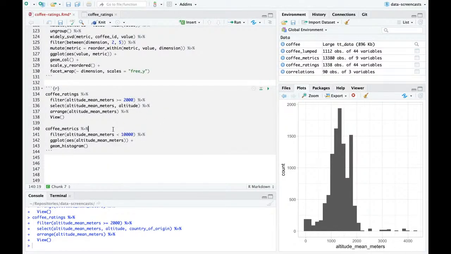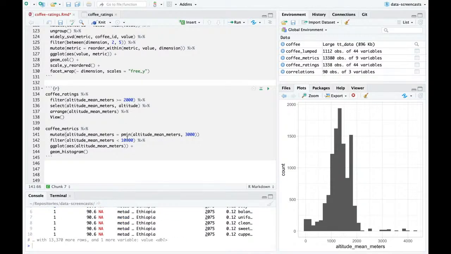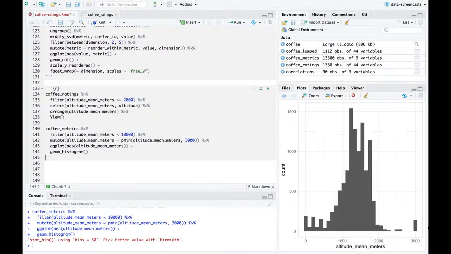What I'm going to do is say mutate altitude mean meters is pmin of altitude mean meters and 3,000. I'm cheating a little bit here. I should drop these out. Heck, I'll say, okay, if you're higher than this, you just get stopped at 3,000. I'm just doing that. It's a little bit cheating, but notice it mostly works out these sizes.